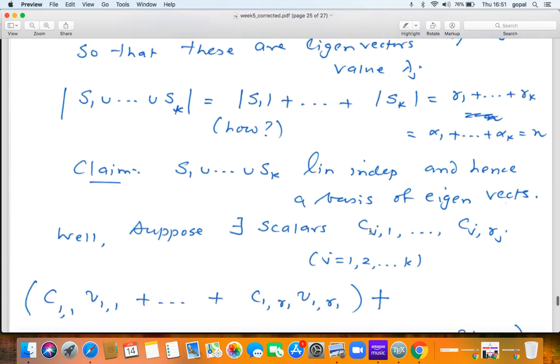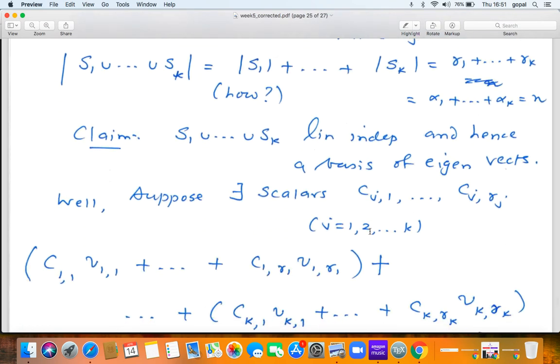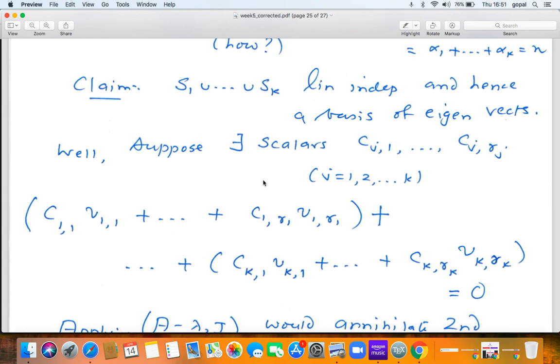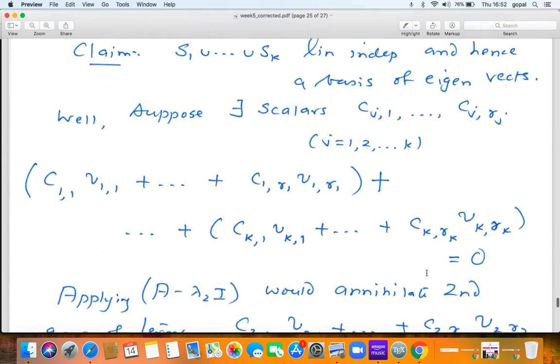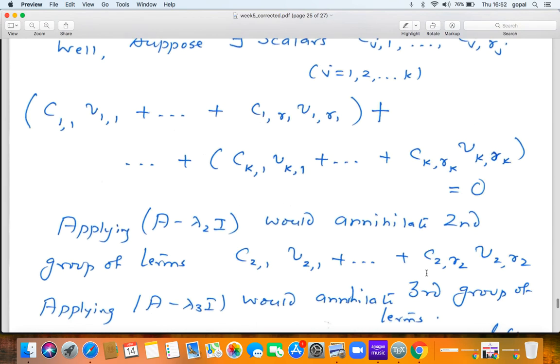How to show that they're linearly independent? Suppose there exist scalars Cj1, Cj2, Cj gamma j, and j runs from 1 to k, such that this linear combination is 0. How do we do this? How do we simplify this?